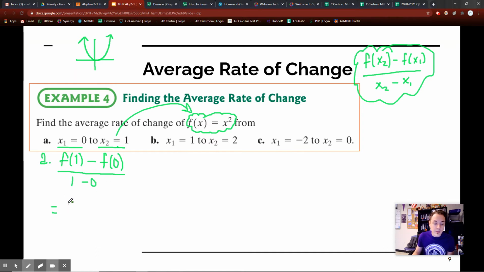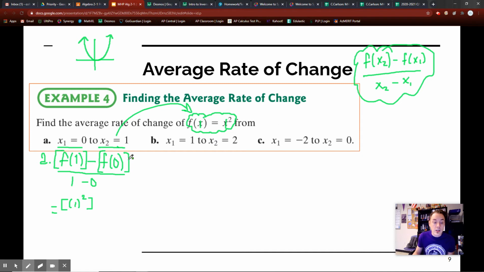If I simplify this, now watch what I'm about to do here. I'm going to put this in brackets, because f of 1 means you're going to plug 1 in for x into your equation. So what is really 1 squared? And that's what we're asking. Now notice I'm putting in brackets, parentheses, because I'm trying to separate this f of 1 from this f of 0.